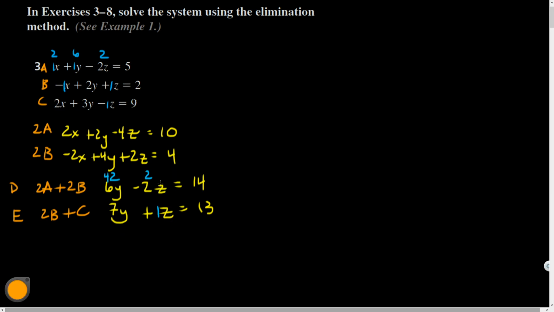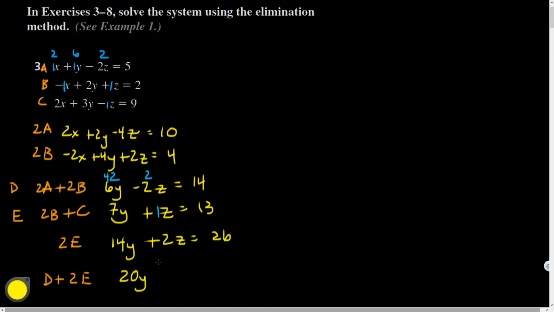I already have negative 2z for equation D, so that's good. And to get positive 2z to eliminate it, I need to multiply equation E by 2. So I'll have 2 times 7y is 14y, plus 2z equals, and 2 times 13 is 26. Now notice the benefit of having these opposite z's is that if I add these equations together, I'll eliminate it. So I've got D plus 2E, like so. And 6y and 14y is 20y.